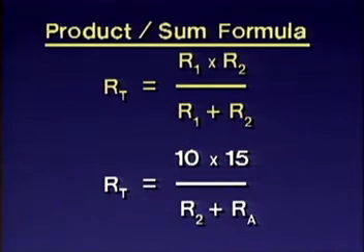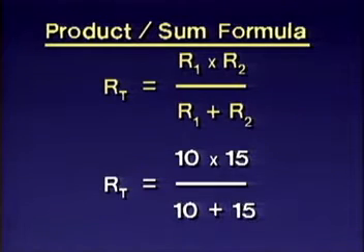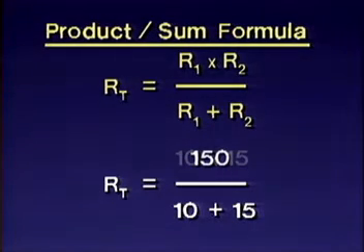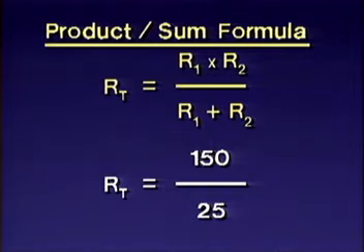Therefore, the total resistance is equal to 10 ohms times 15 ohms divided by 10 ohms plus 15 ohms, or 150 ohms divided by 25 ohms. The equivalent resistance, then, of these parallel resistors is equal to 6 ohms.